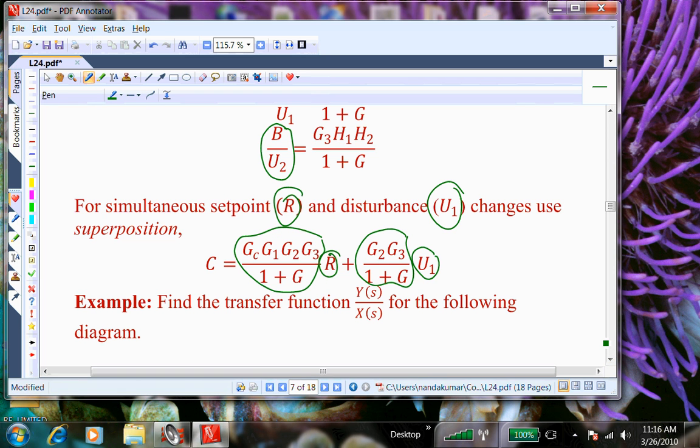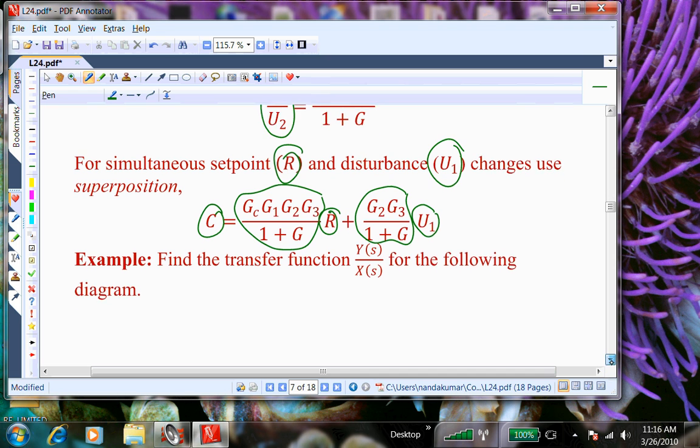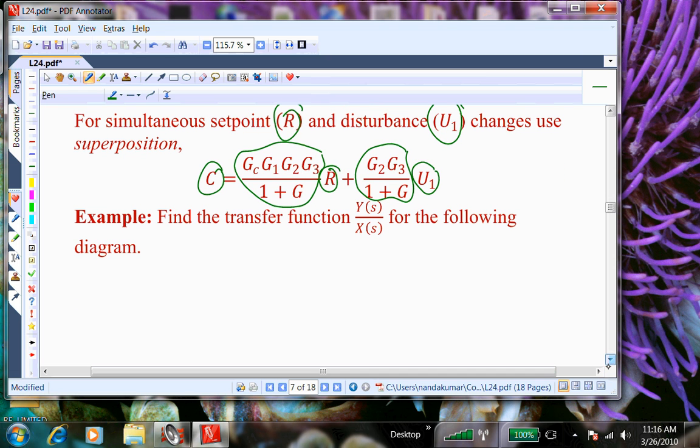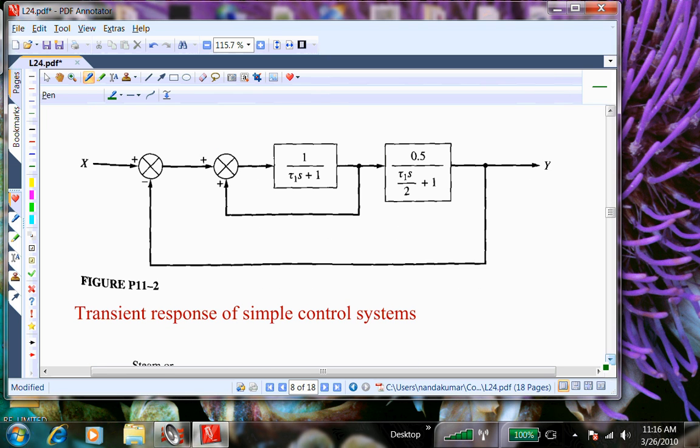And at this stage, you should be able to analyze either using MATLAB or using Simulink for this complex response C to any disturbance and any set point change. Okay, and another example. Find the transfer function y divided by x for the following diagram.